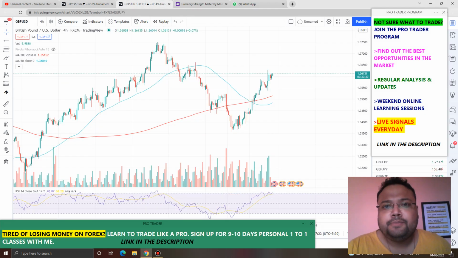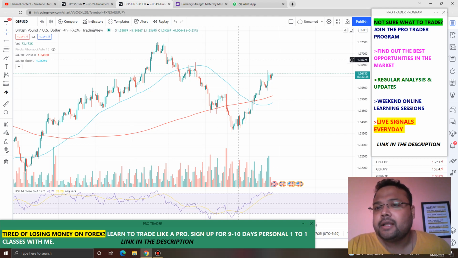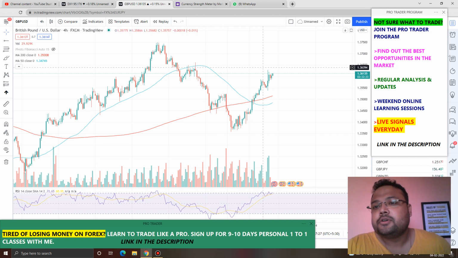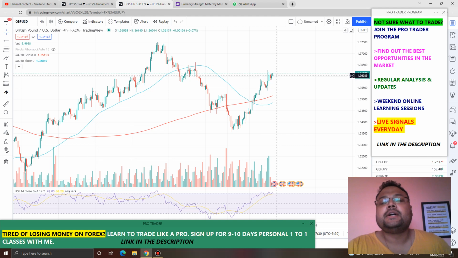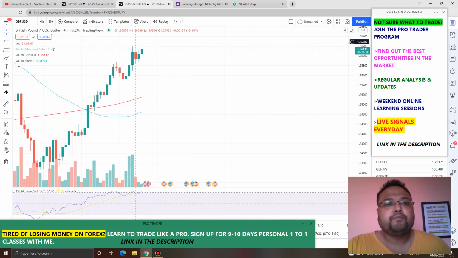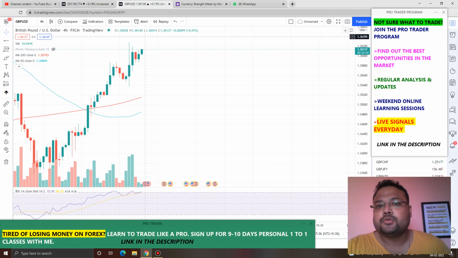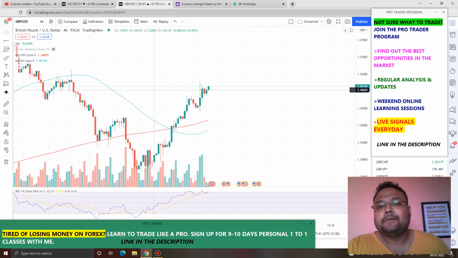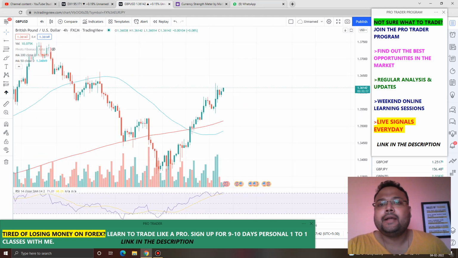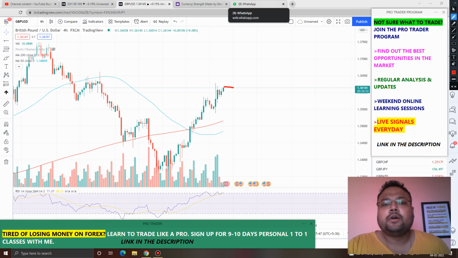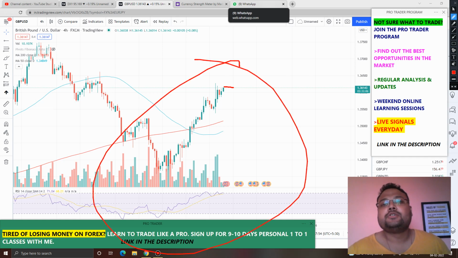Now let's talk about GBP USD trading at 1.3614. This is the current market price here, and yesterday this was the high made by GBP USD, 1.3626. But the problem is that the market is going up, and if we look for a buy opportunity here, then our risk to reward ratio does not match, and taking a sell position in this market is also very risky.